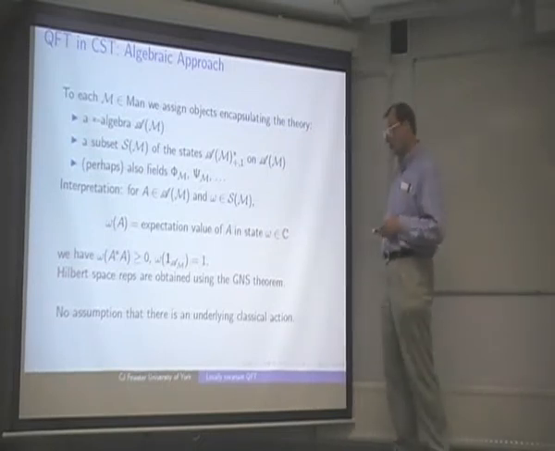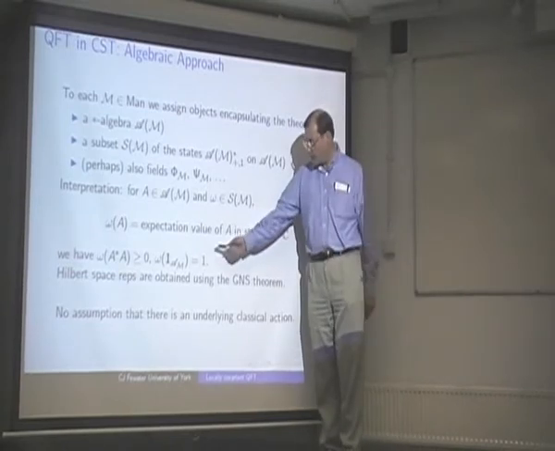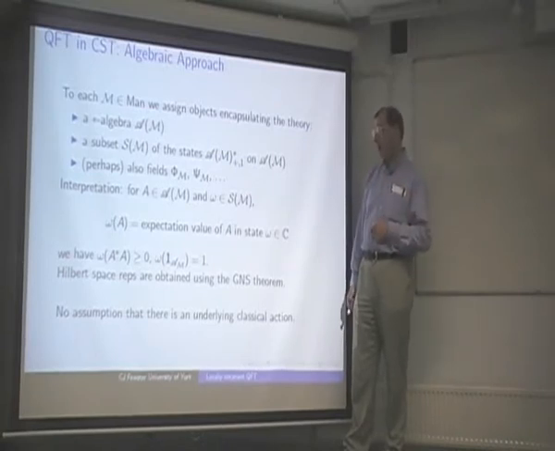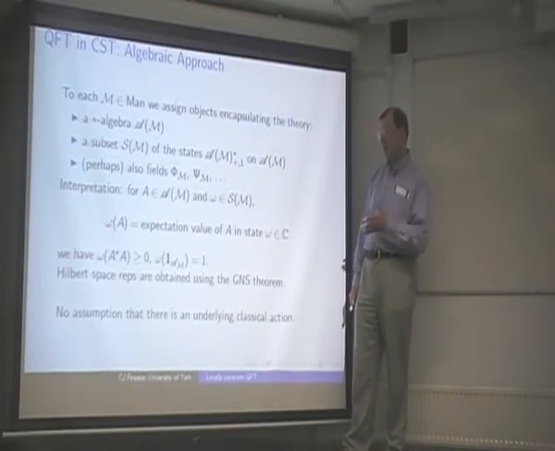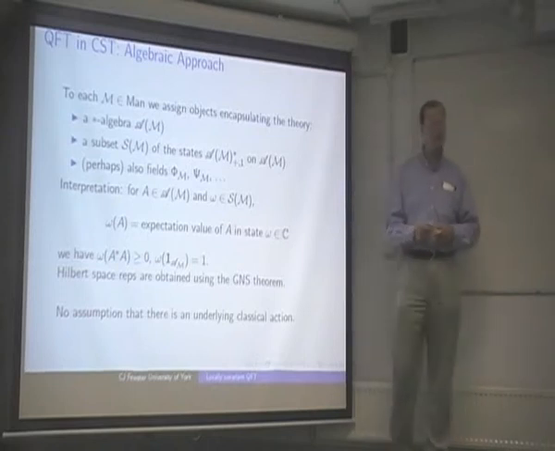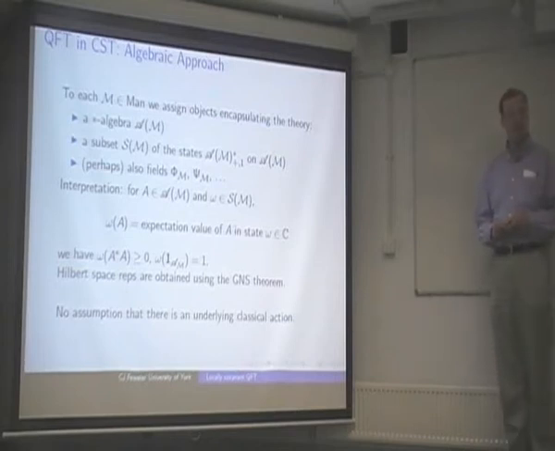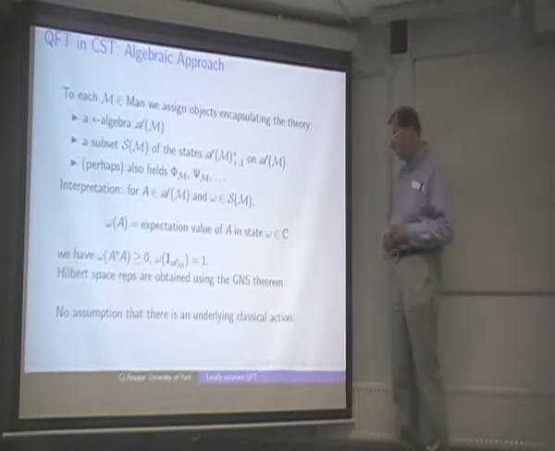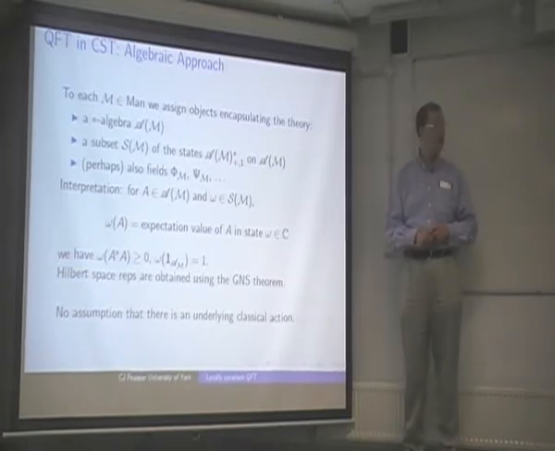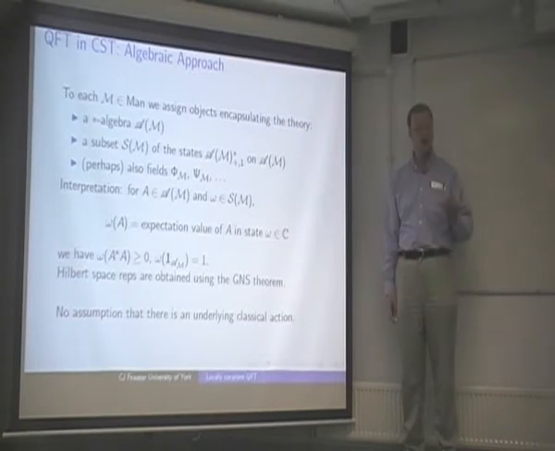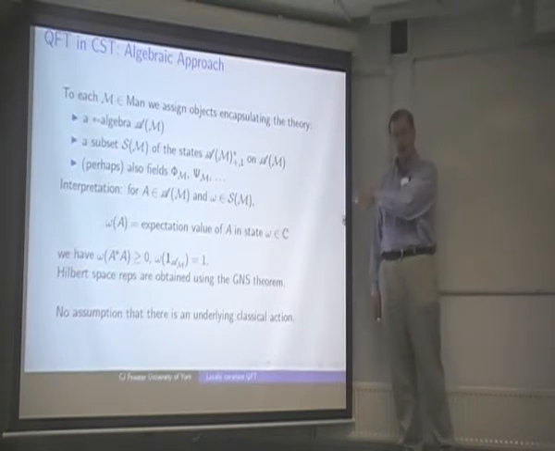The only conditions that the state has to satisfy are that if you give it the identity operator, you get 1, which is a sort of normalization of the probabilities, and also that if I give it anything that is a positive element of the algebra, namely A star A, I should get a positive answer. If I want them, I can get Hilbert space representations using the so-called GNS theorem, Gelfand, Neimark, and Segal, but in fact I won't do that at all in the rest of the talk. I'm also not assuming at any point that I have an underlying classical action. I'm just saying I want to have a star algebra and some states.